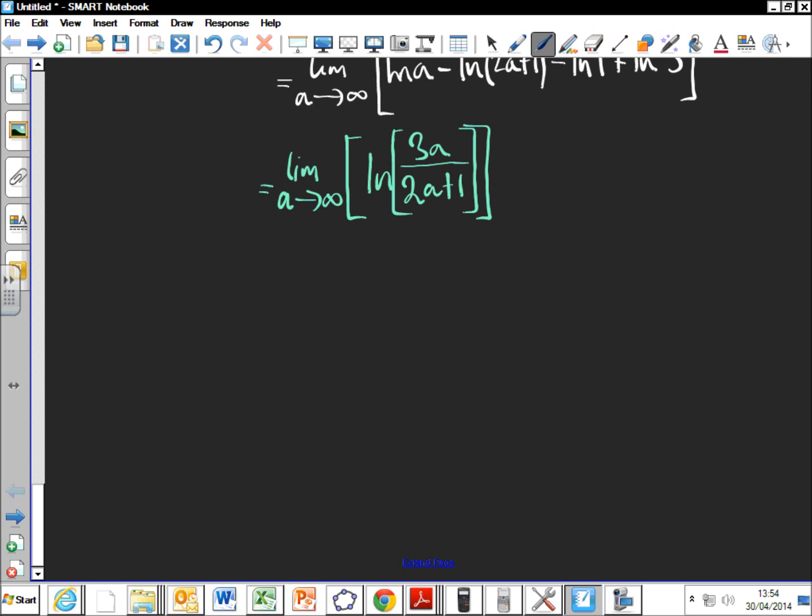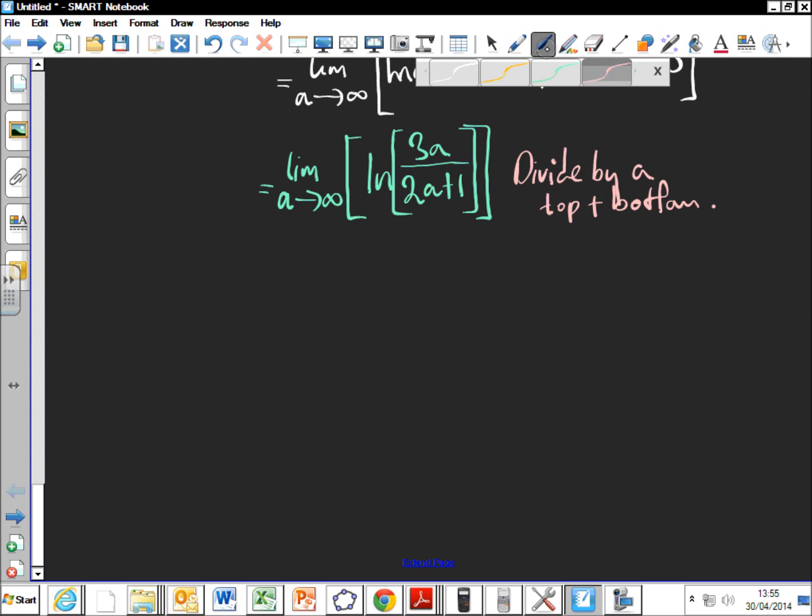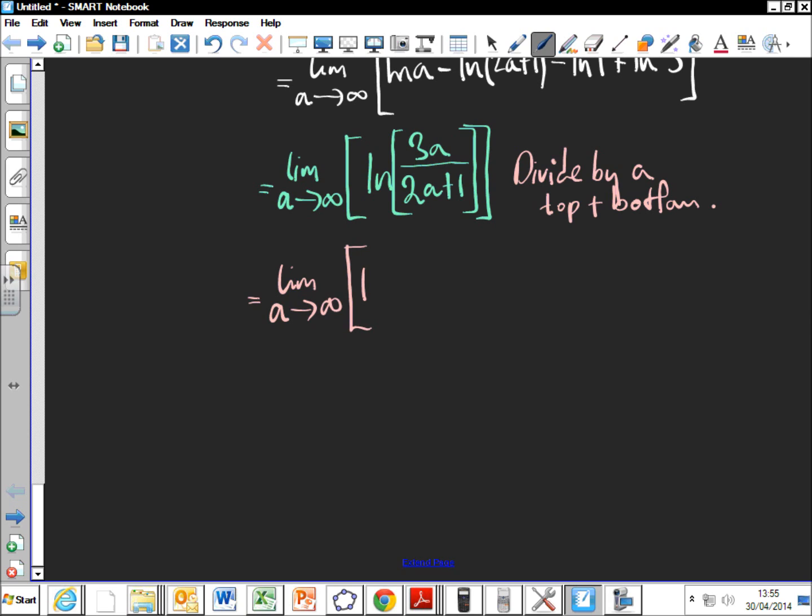It's a fraction, and if you're trying to work out what's happening when a goes to infinity, take the top and the bottom and divide them both by a. I can do the same to the top and the bottom. It doesn't change it as a fraction, does it? Okay, so I'm going to divide top and bottom by a. So, what does that give me? 3 over 2 plus 1 over a.